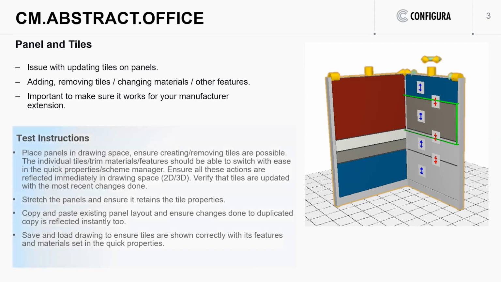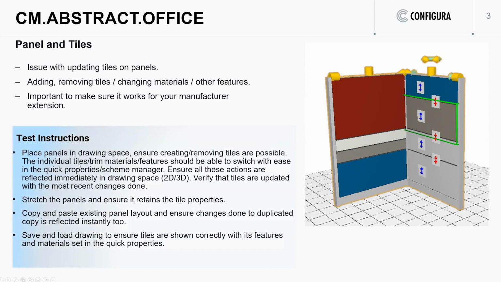Now, these are the test instructions. Using your manufacturer extension, place panels in the drawing space. Ensure that creating or removing tiles is possible. This is an example that I've used using the Figure Office extension.